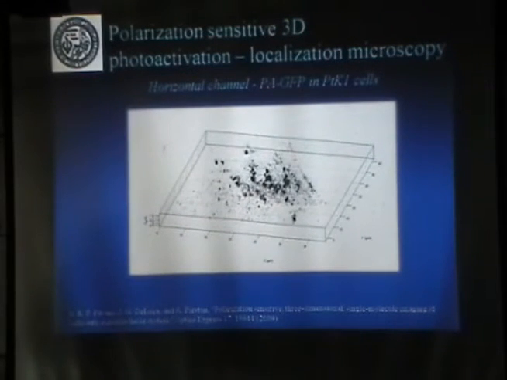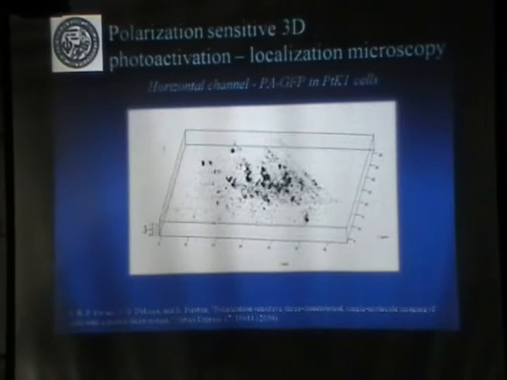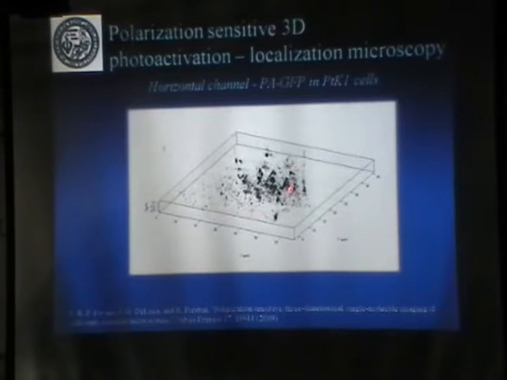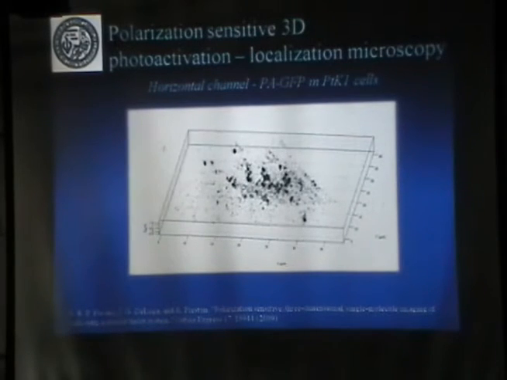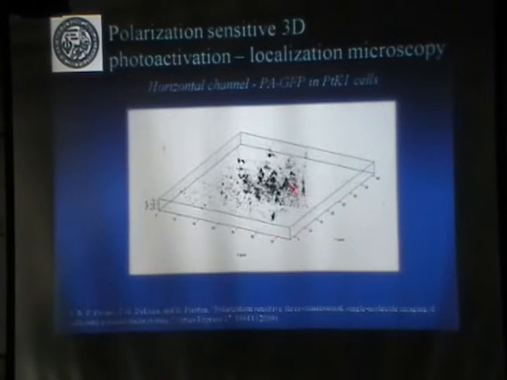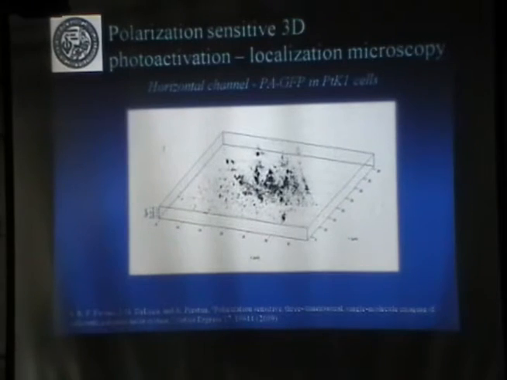This is a 3D view of a set of molecules that are localized with this method. As you can see, we don't see structure here. That's because we don't have enough density of the fluorescence. So now we are working on getting higher density so we can actually see things, not only demonstrate it in principle.